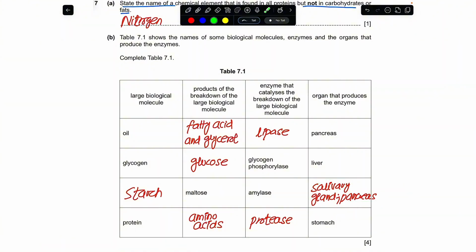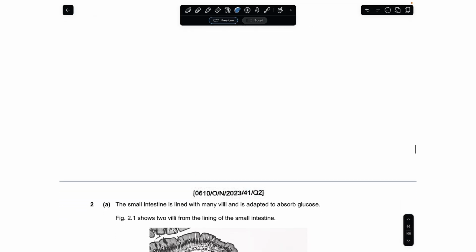At the end, they gave us the name of the large biological molecule, which is protein. So we would be getting amino acids out of it. The enzyme working would be the protease enzyme, and we know the organ where this would be produced. This is the stomach.